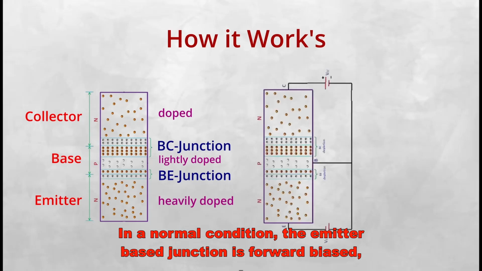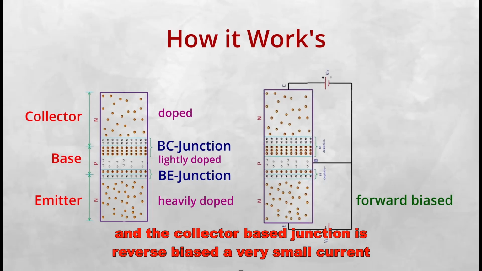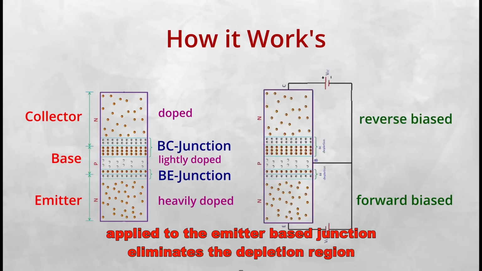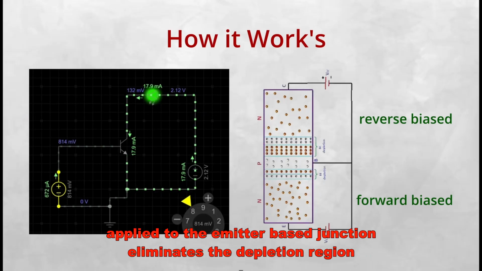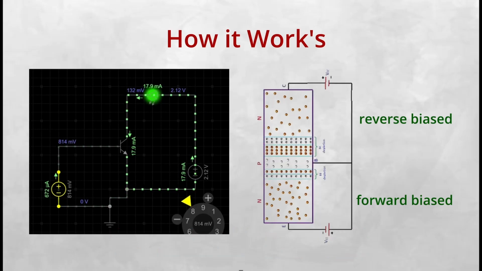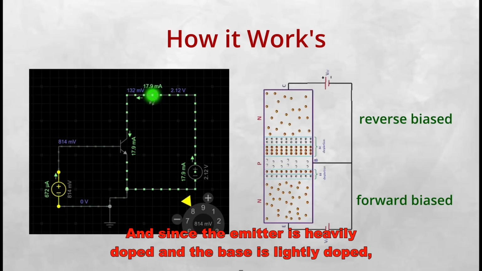In a normal condition, the emitter base junction is forward biased and the collector base junction is reverse biased. A very small current applied to the emitter base junction eliminates the depletion region between the base and emitter and allows the flow of charged carriers, in this case electrons, into the base region.